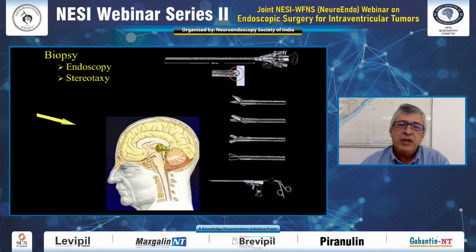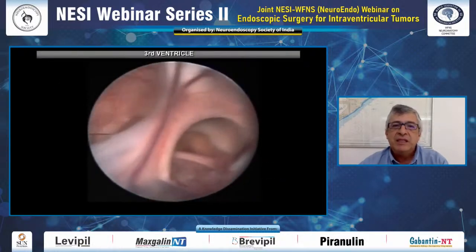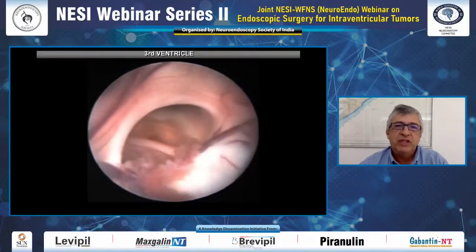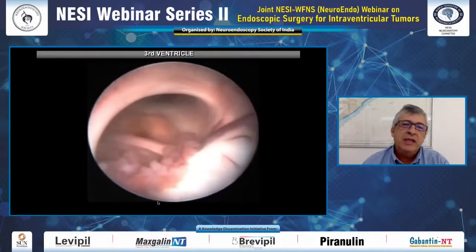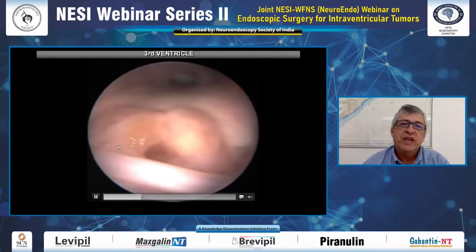So, and use the two-burr-hole approach. I put the entry point in the middle. It's possible to do a third ventriculostomy and remove a piece of the tumor. Like in this example, you can see a preview of the third ventriculostomy, the interthalamic adhesion, and the tumor with a small calcification.